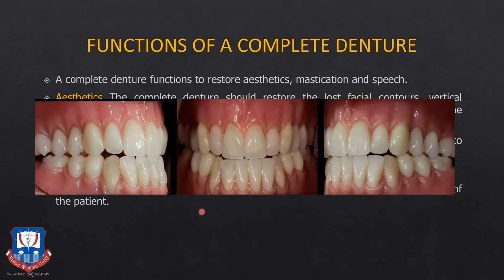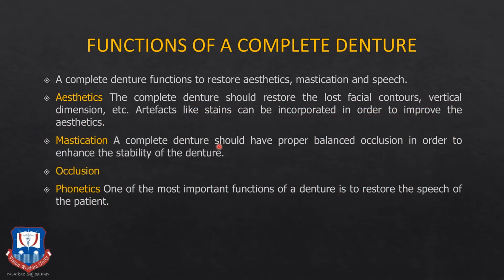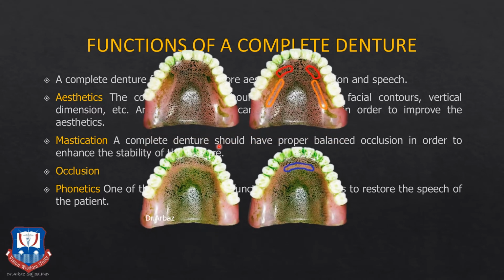That is, you have bilateral posterior and anterior contacts of the denture teeth during protrusive and retrusive movements of the denture. So lastly, the fourth most important reason a patient seeks a complete denture is for phonetics.